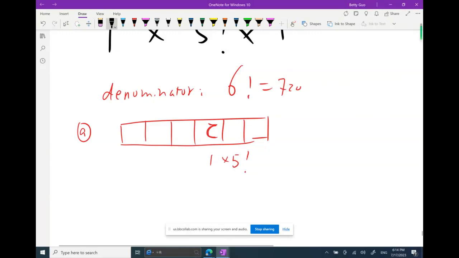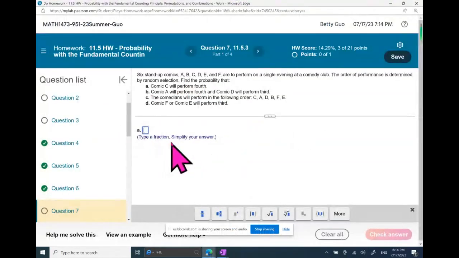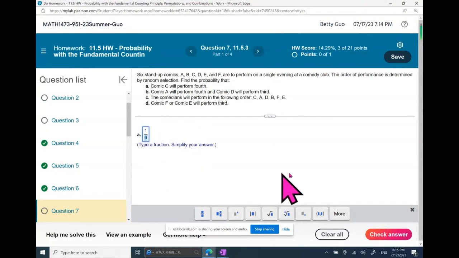So the probability would be 5 factorial in the numerator, 6 factorial in the denominator, and then we simplify. We have 1/6, because 6 factorial is 6 times 5 times 4 times 3 times 2 times 1, and 5 factorial is 5 times 4 times 3 times 2 times 1, right? You cancel, you're going to have an extra 6 on the bottom, and the numerator is 1. So 1/6. Type a fraction, simplify your answer. 1/6.